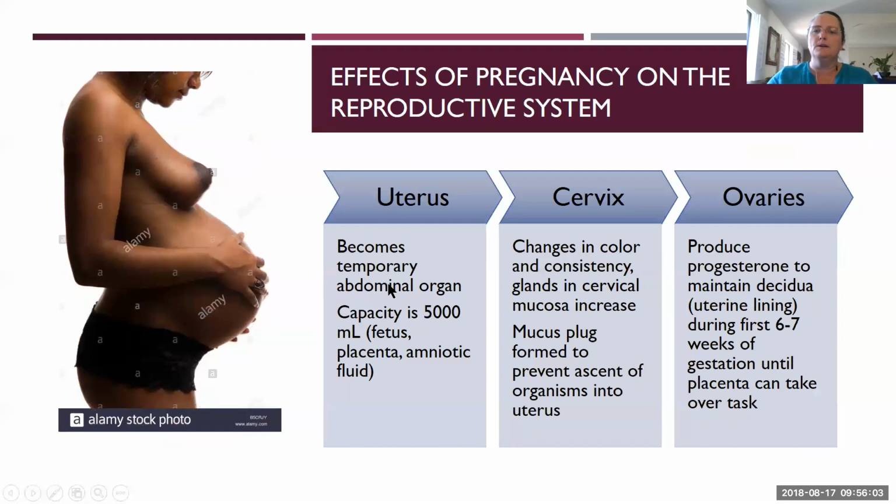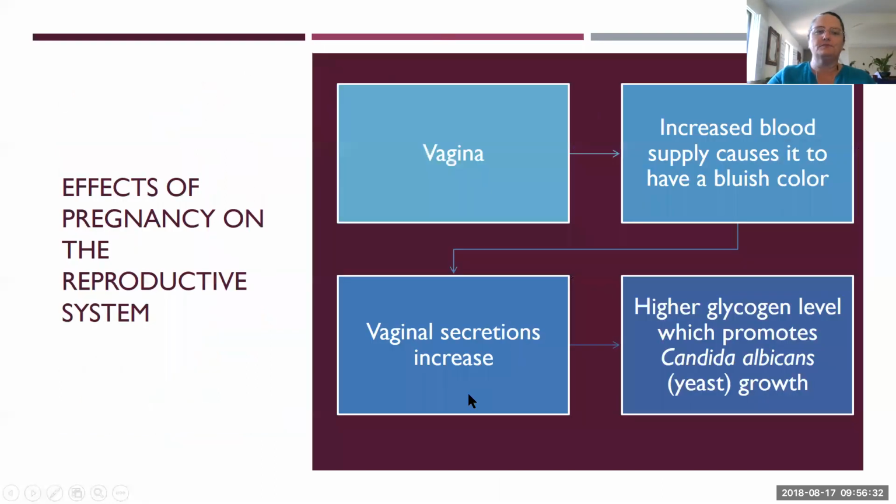I mentioned this before. The cervix starts to change in color. If someone were to care to use a speculum to go up there and look at it, it starts to change in color. There's a mucus plug that forms at the bottom of that uterus to help keep any bacteria from getting in. And then the ovaries stop production of eggs and start to produce progesterone to maintain the lining of that uterus so that the baby can grow and get its nutrients from there.